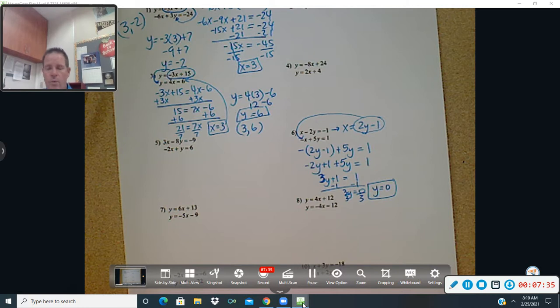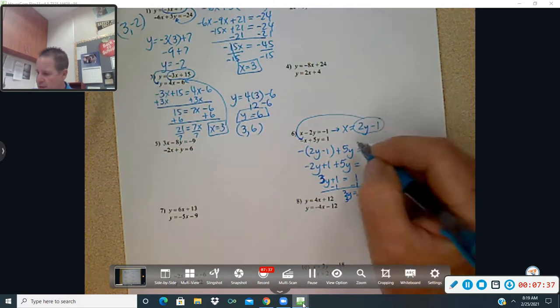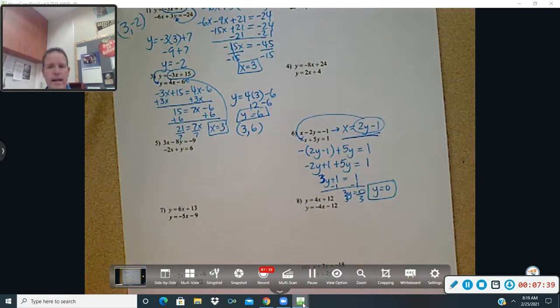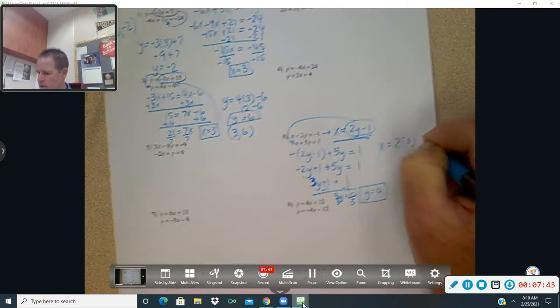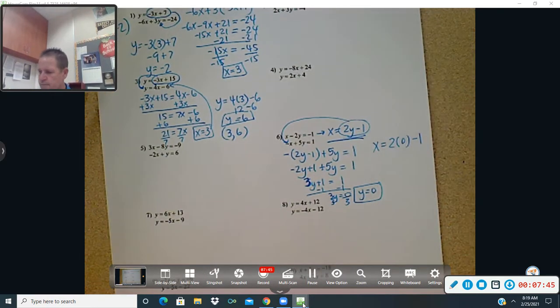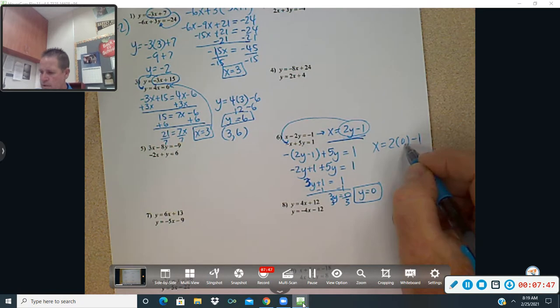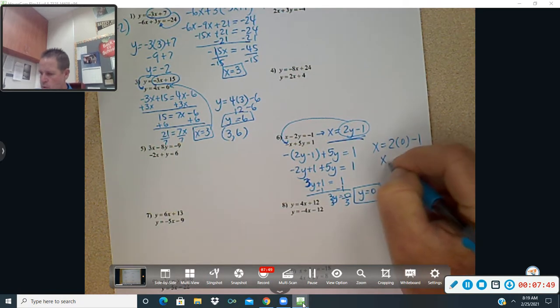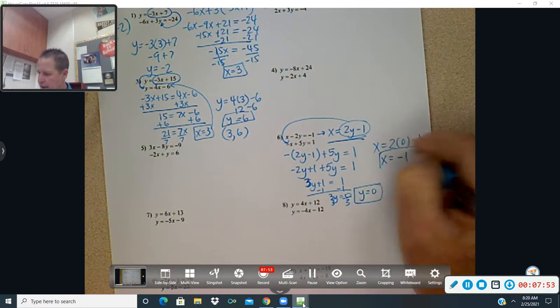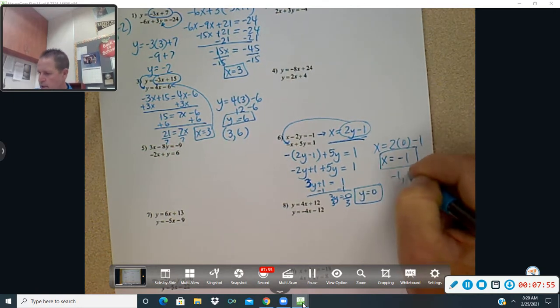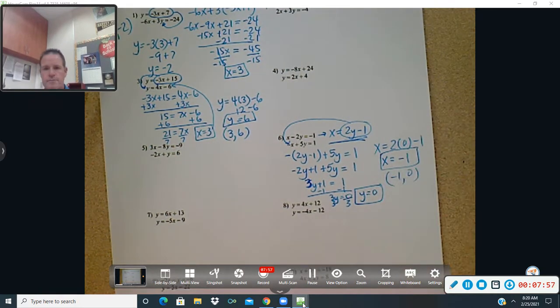All right, now we still need to get x. And this right here looks pretty easy to get x from. All I got to do is say x equals 2 times 0 minus 1. 2 times 0 is 0. 0 minus 1 is negative 1. So now we have our x, we have our y: negative 1, comma 0.